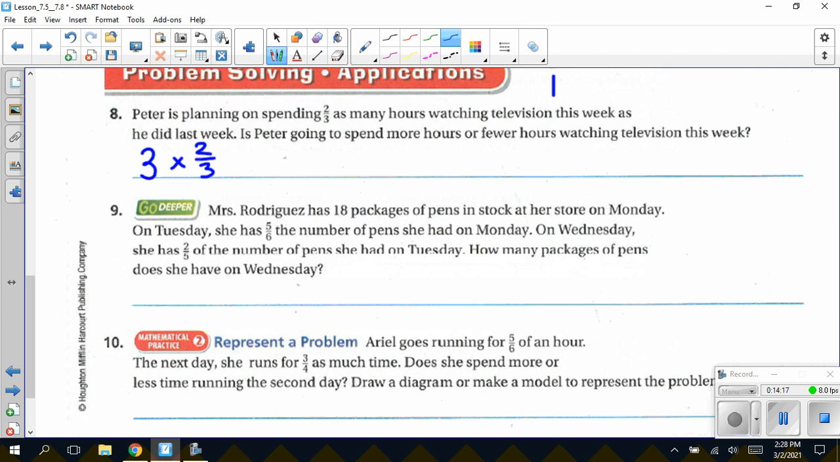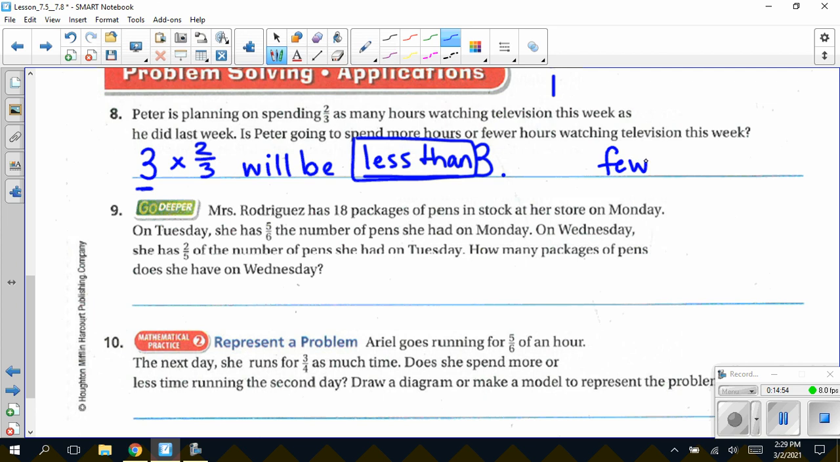Well, because we're comparing it to what he did last week, and remember last week we said was 3 hours, 3 times 2/3 will be, and then we need to compare it to last week, which was 3. Well, according to my rules, if I have a whole number times a fraction, my answer would be less than the whole number. So Peter is going to spend less time watching TV this week, or fewer hours. Fewer also means less than.